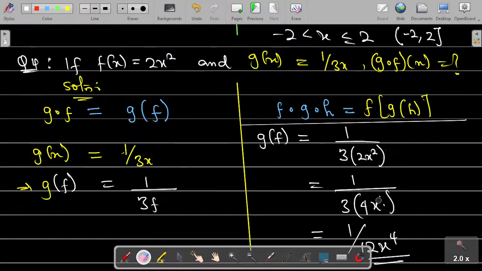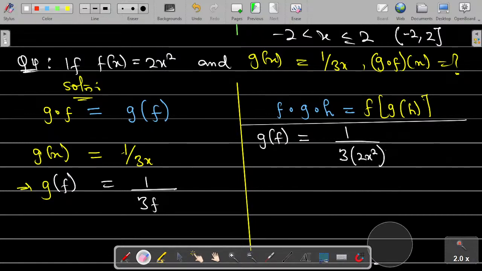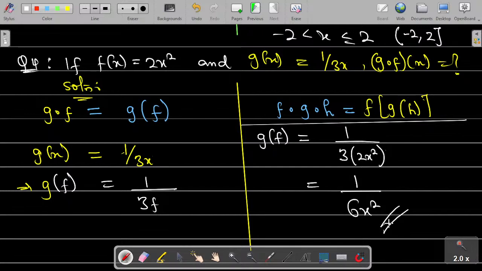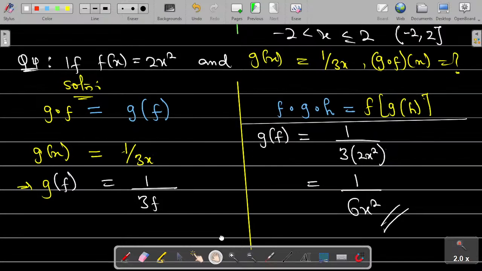Okay, I just looked at it again and saw that there isn't any square there. So that makes the work much easier, because this is going to now be 1 all over 6x squared as your solution. And that's the solution for question 4.